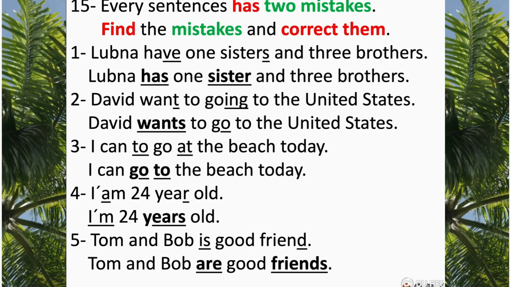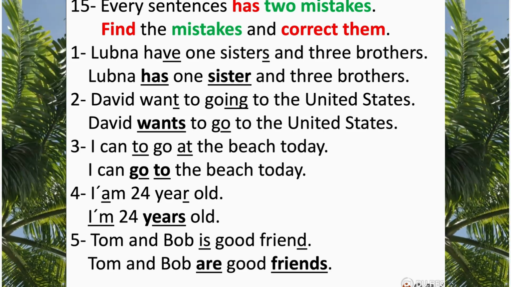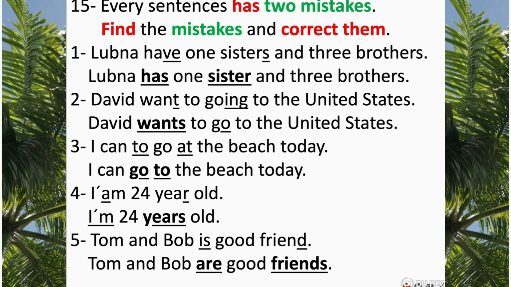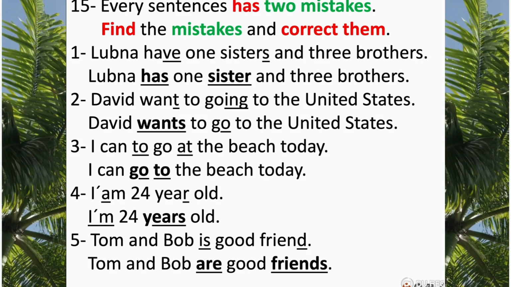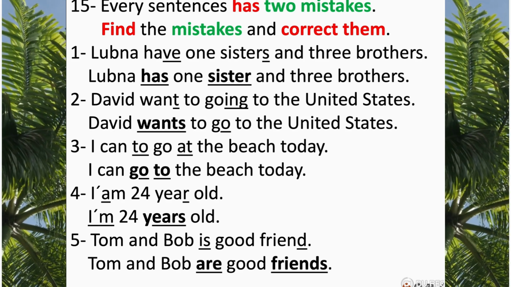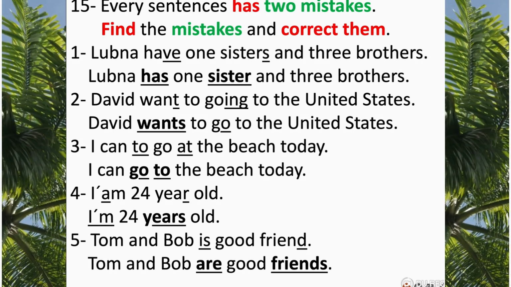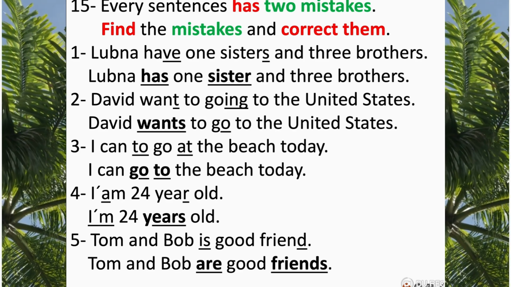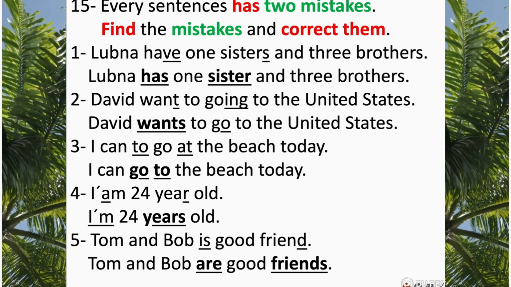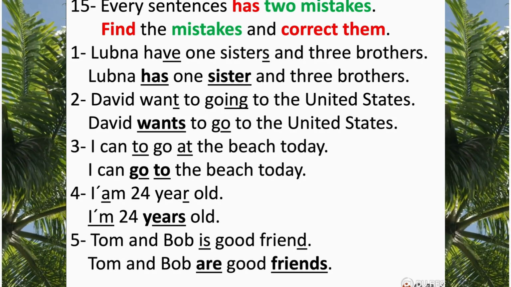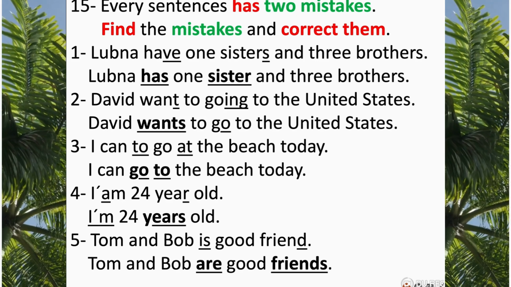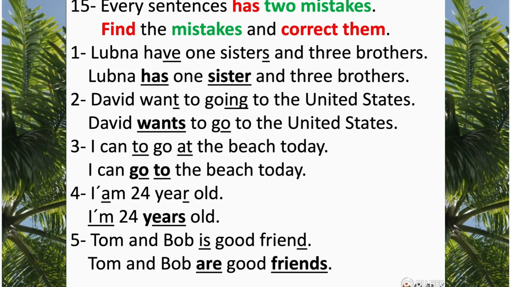The mistake: when we say Lubna, we don't say have, we say has. Because she has. I have, you have, he has, she has, it has. Lubna means she, a girl or a woman. So Lubna has 1 sister and 3 brothers. The 2 mistakes are have and sisters. Let's go to number 2.